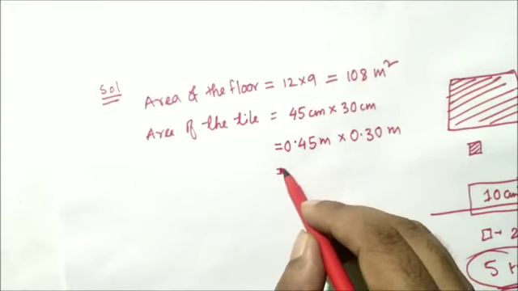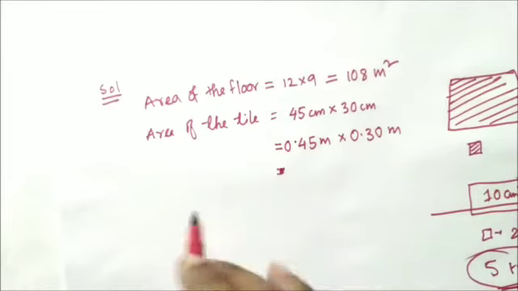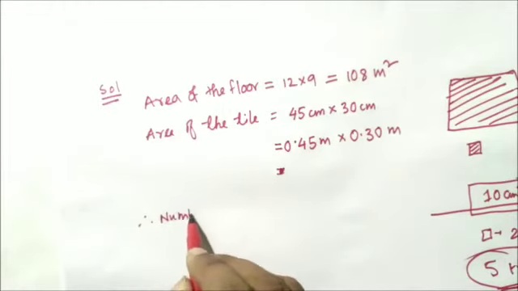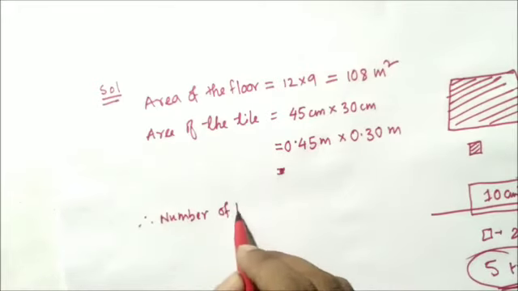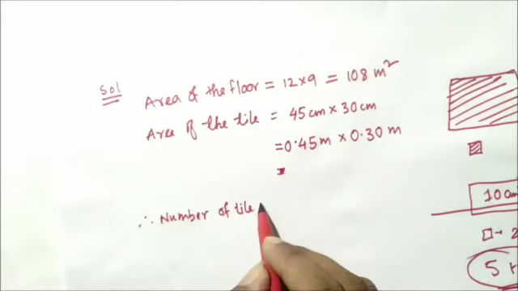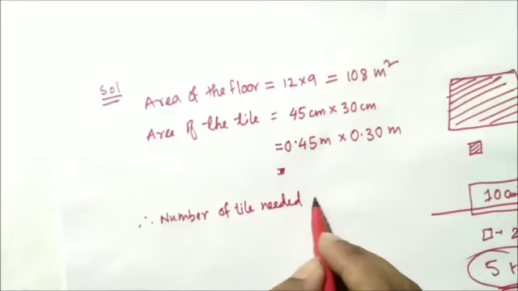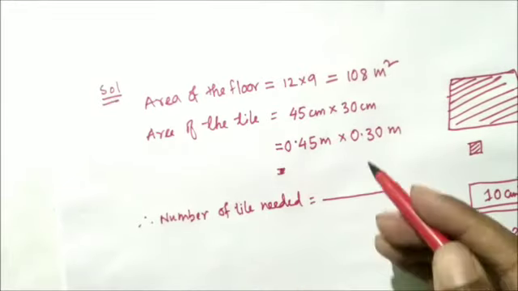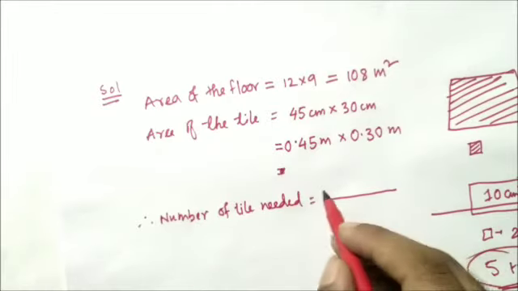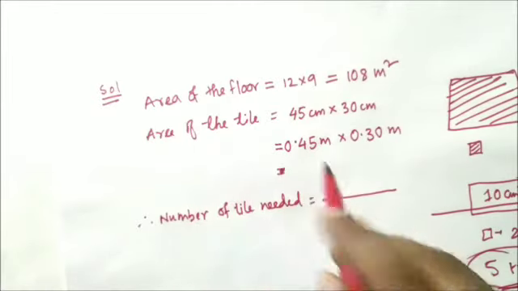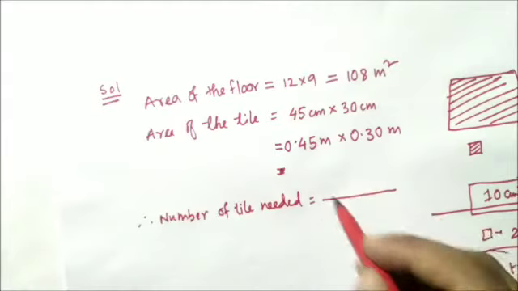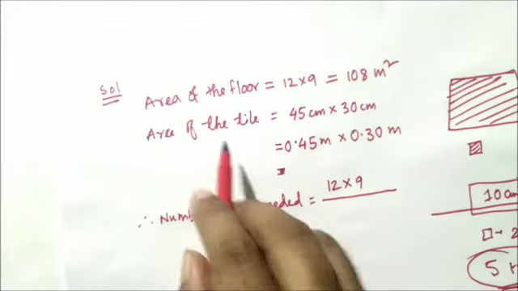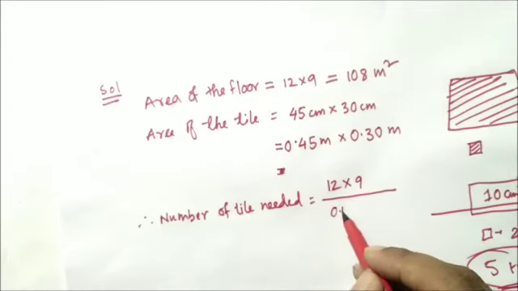let me do one thing. We will not multiply this one. We will just leave it. Therefore, number of tiles needed. Why have I left this one? Because it will help us to calculate things easily. Now the area of the floor was what? 108 square meter, but I will write 12 into 9 only. 12 into 9.